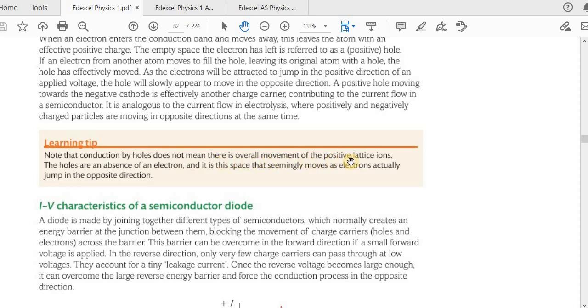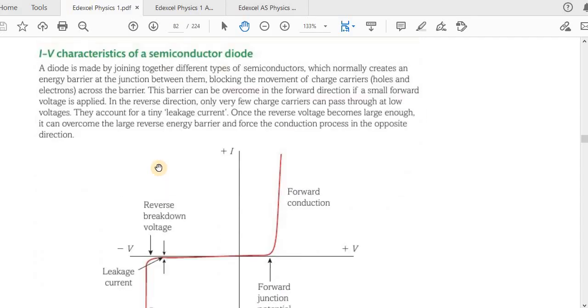Does not mean there is overall movement of the positive lattice ions. The holes are an absence of an electron, and it is this space that seemingly moves as electrons actually jump in the opposite direction. Then previously I told you we saw this IV characteristic for a semiconductor diode. A diode is made by joining together different types of semiconductors. So a diode is made up of semiconductors, which normally create an energy barrier at the junction between them, blocking the movement of charge carriers, holes, and electrons across the barrier.